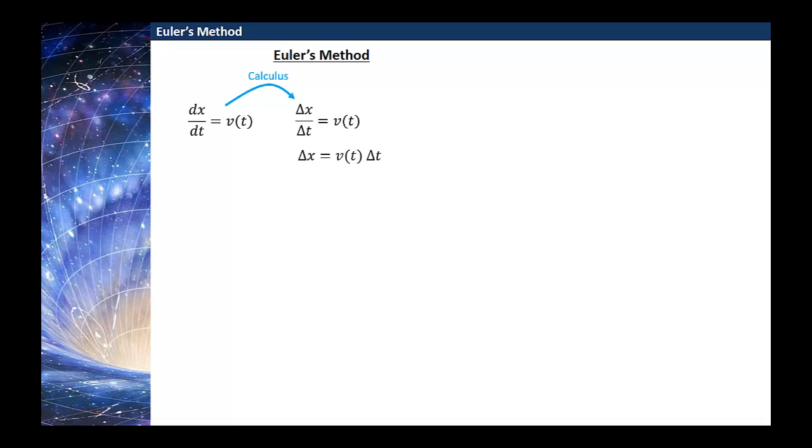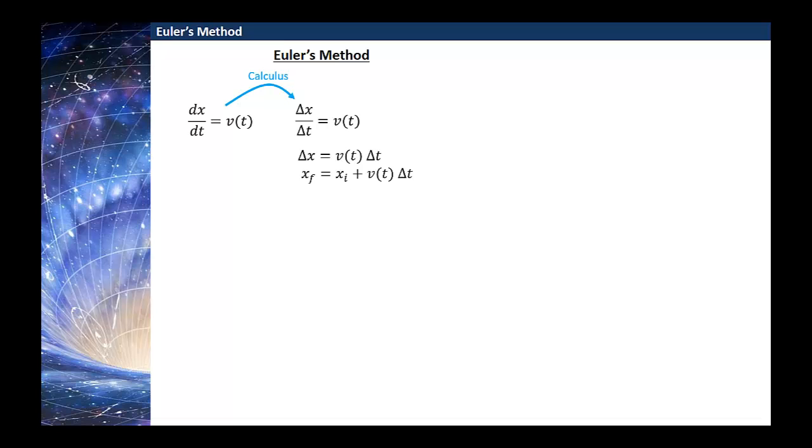And then delta x is the difference x_f minus x_i between 2 points. So let me just write that out and put x_f on the left-hand side and x_i on the right-hand side. So I have x_f is equal to x_i plus v(t) delta t. This is transforming my original differential equation into something that allows me to find the solution x_f at the end of some time interval of size delta t.